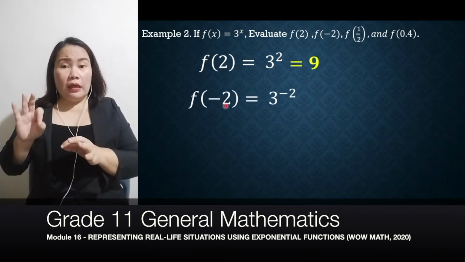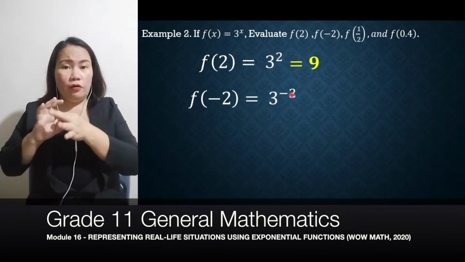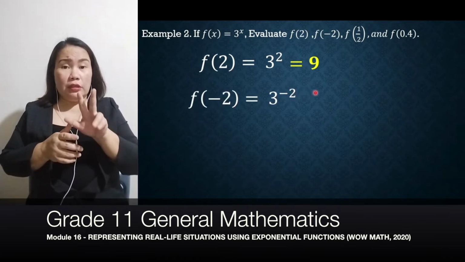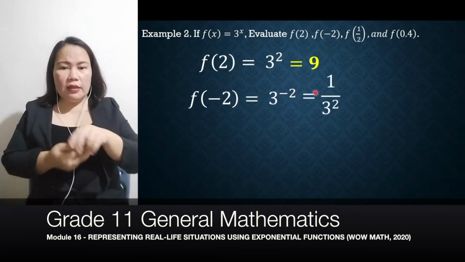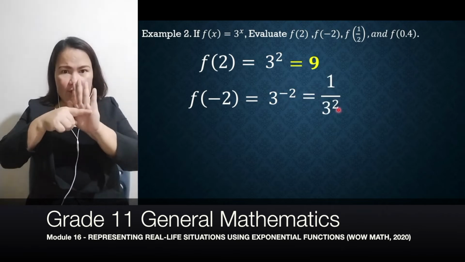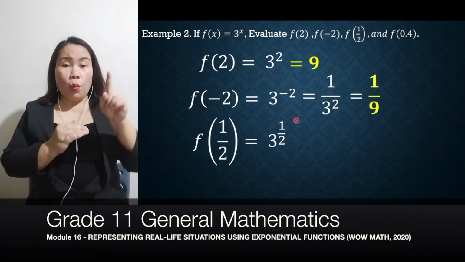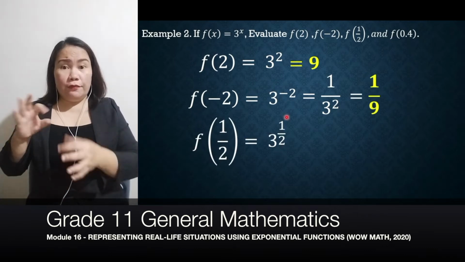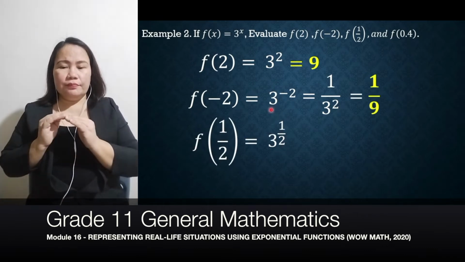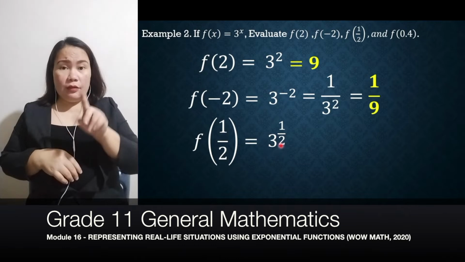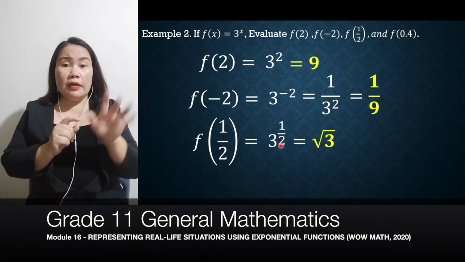So, f of negative 2, so magiging 3 raised to negative 2 since negative yung exponent natin. Get the reciprocal, so that will become 1 over 3 squared. And 1 over 3 squared, that is 1 over 9. Next, f of 1/2, 3 raised to 1/2. So, pag in-evaluate natin to, it will become square root of 3.